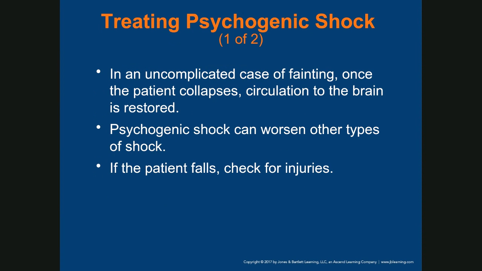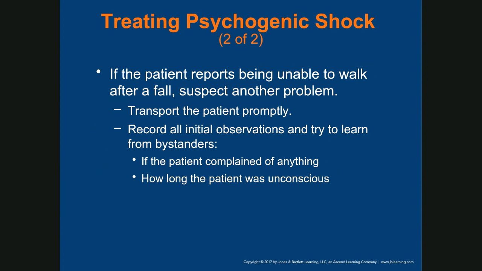All right, treating psychogenic shock. In an uncomplicated case of fainting, once the patient collapses, circulation to the brain is restored. Psychogenic shock can worsen other types of shock. If the patient falls, check for injuries. If the patient reports being unable to walk after a fall, suspect another problem.